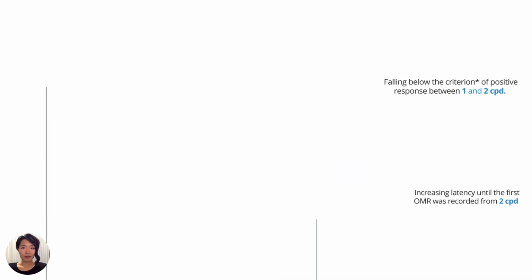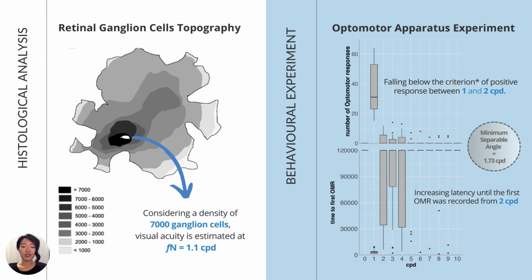Moving on to the results, our histological analysis revealed a retinal ganglion cell peak density exceeding 7,000 cells per millimeter square in the central temporal area of the retina, corresponding to an acuity of 1.1 CPD. We've obtained similar results from our optomotor assays, as a high amount of positive optomotor response for 1 CPD, drastically dropping from 2 CPD, and these behaviors were rapidly elicited for 1 CPD, while we found an important latency for 2 CPD.